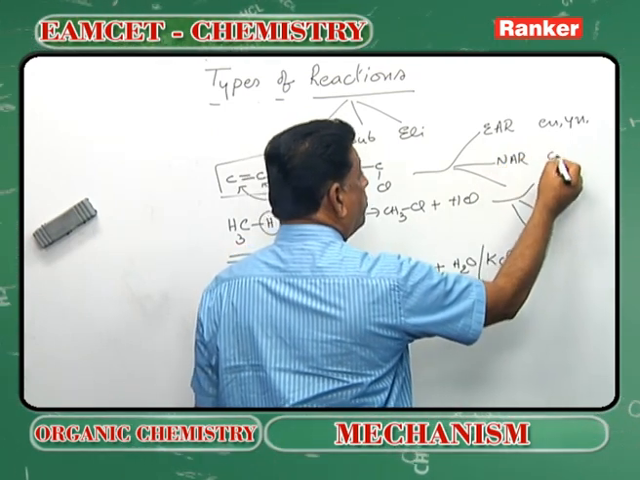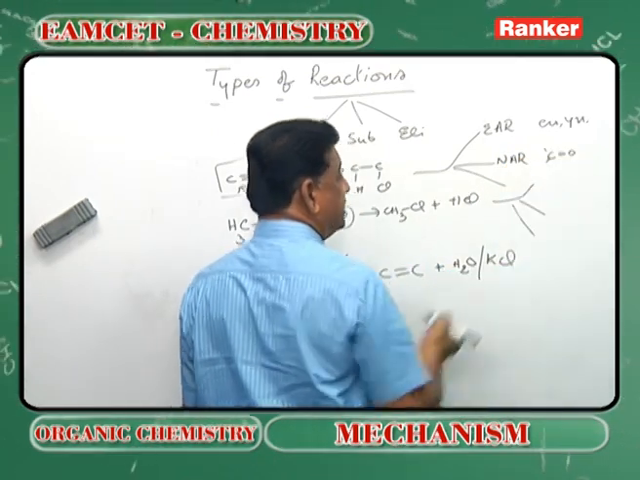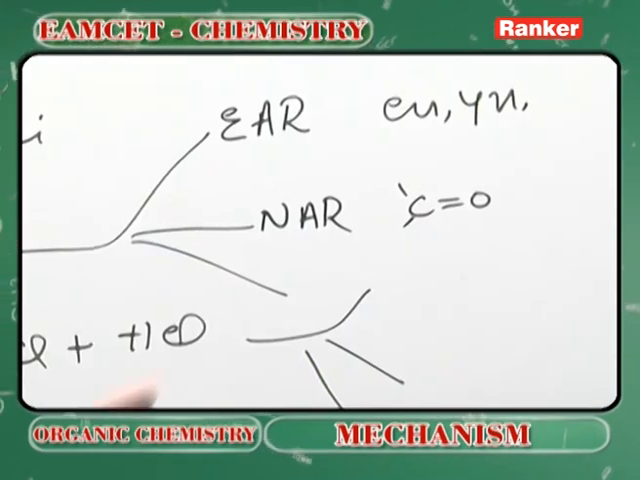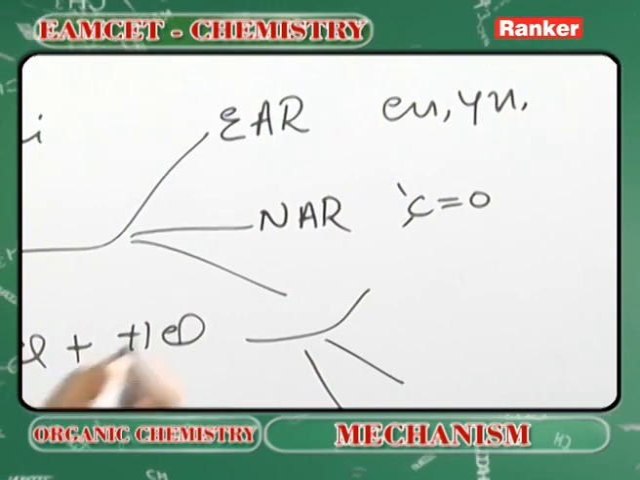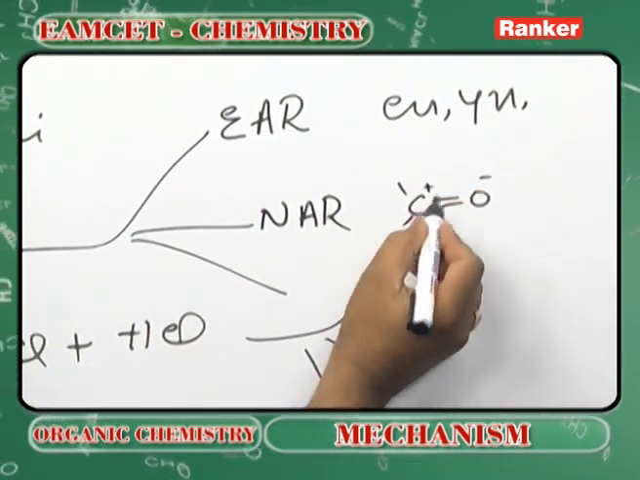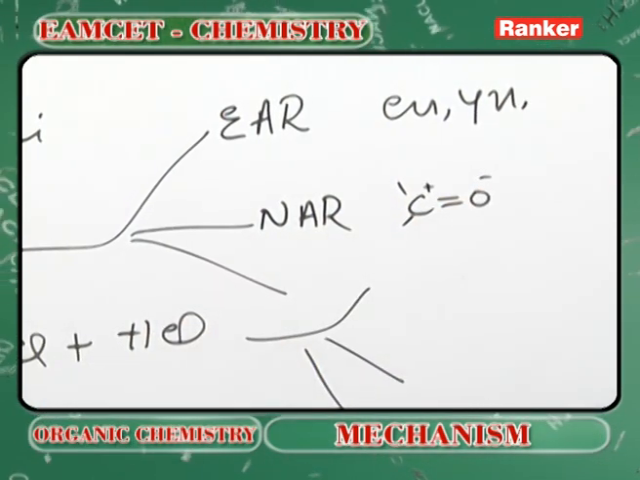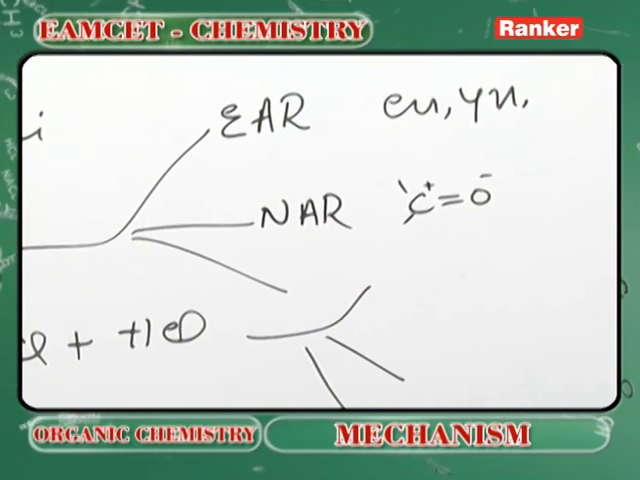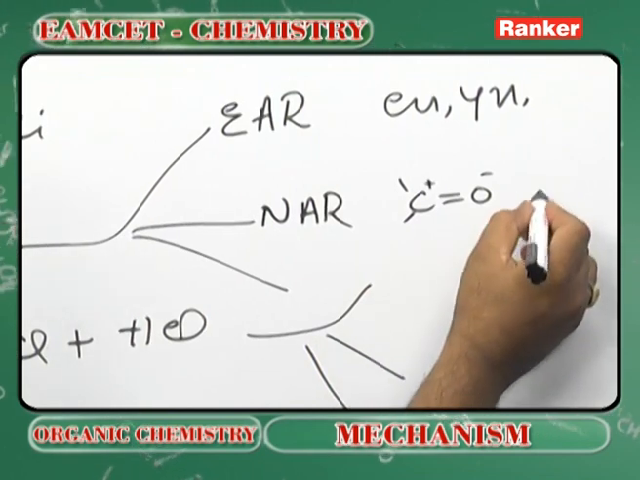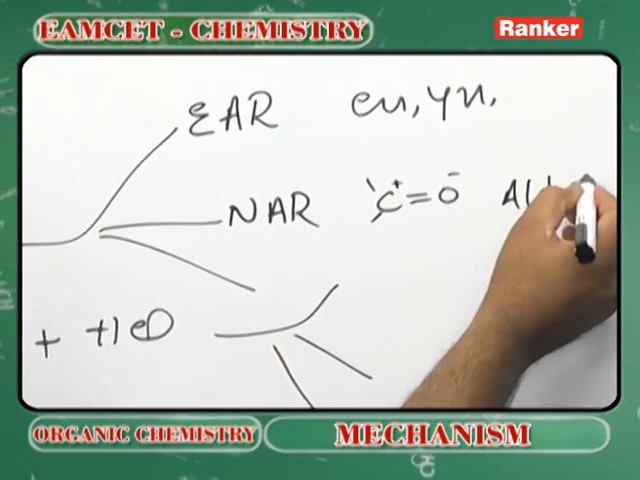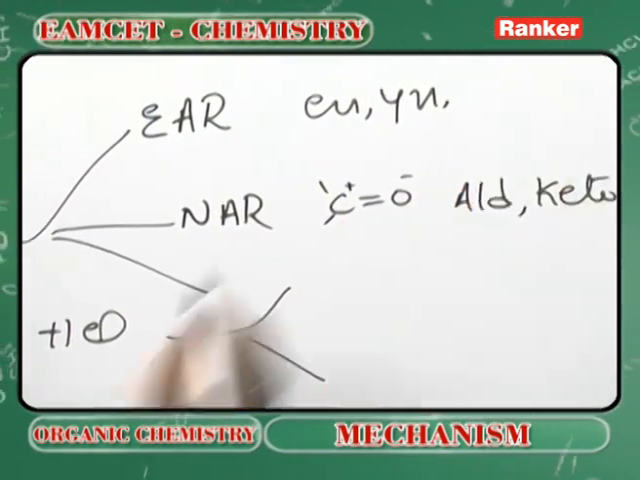In addition, it can be a nucleophilic addition reaction also. The carbonyl compounds undergo nucleophilic addition because they also have a double bond, so they undergo addition. But among C plus and O minus, C plus is more reactive. So, the nucleophile attacks first. Aldehydes and ketones undergo this type of reaction; both aldehydes as well as ketones undergo this reaction.